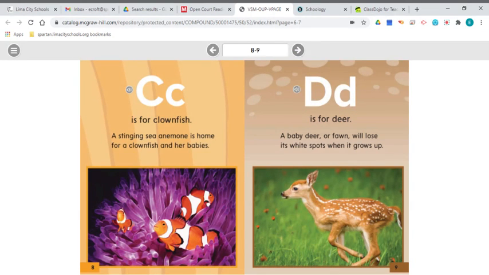C is for clownfish. A stinging sea anemone is home for a clownfish and her babies. D is for deer.